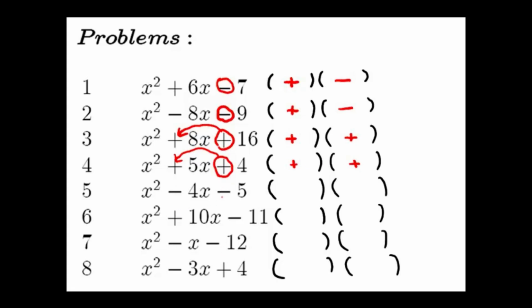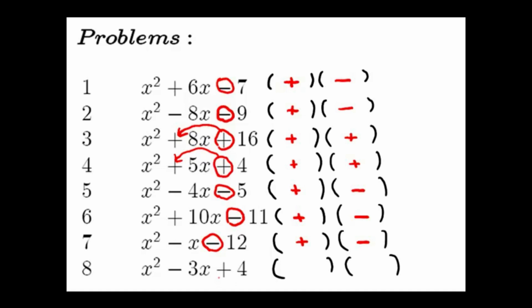Fifth one, look at the last sign. The last sign is negative. You're going to have one of each. You don't have to look back. You need a negative and a positive to multiply to get a negative. Number 6, the last sign is negative. You're going to have one of each. You don't have to look back. Number 7, the last sign is negative. You're going to have one of each. You don't have to look back.